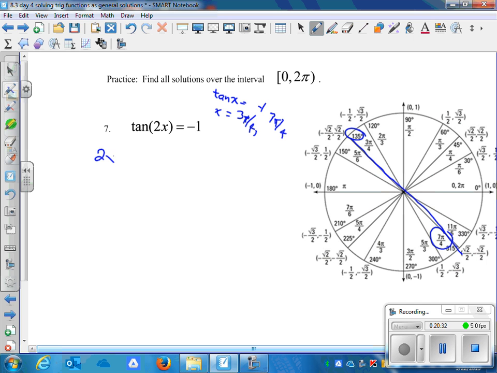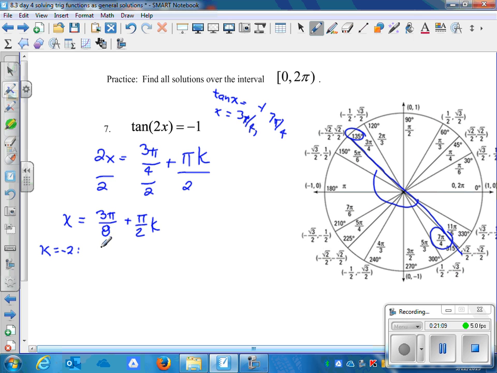So we have 2x equals, and we're going to use the 3 pi over 4. And it looks like because these are a distance of pi from each other, it's multiples of pi. So pi k, like that. And we're going to divide everything by 2. So we have x equals 3 pi over 8 plus pi over 2 k. So now we're going to go ahead and check values to see what happens. So let's try k equals -2. If we use k equals -2, we'll have 3 pi over 8 plus, so pi over 2 times -2 would be -pi, and that is going to give me a negative result, so we can skip that one.